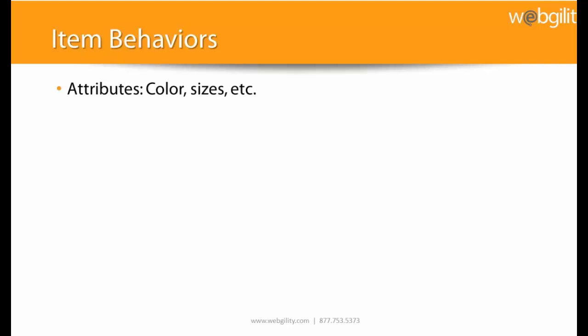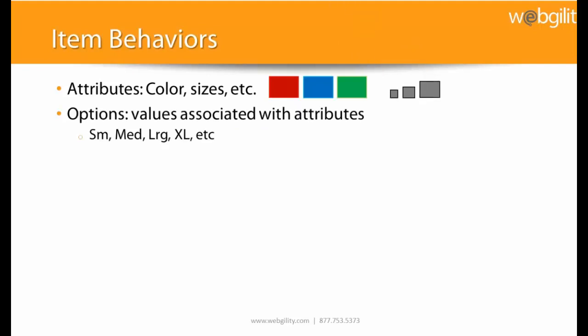The first thing I want to talk about are attributes. So you may have heard this word referred to. Attributes are like attributes of color, and you can have attributes of size, so small, medium, and large. The next area is options. Options are associated with attributes. So this can be the small, the medium, the large, the extra large. In terms of color, it can be the red, the green, and the blue. So options are of attributes.